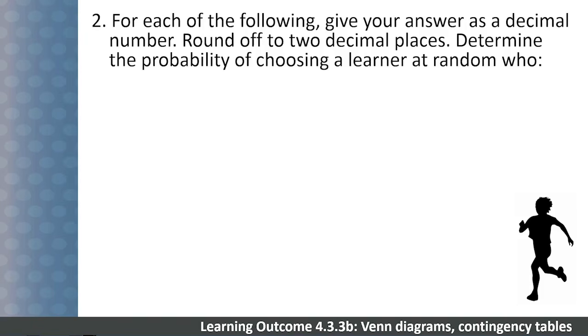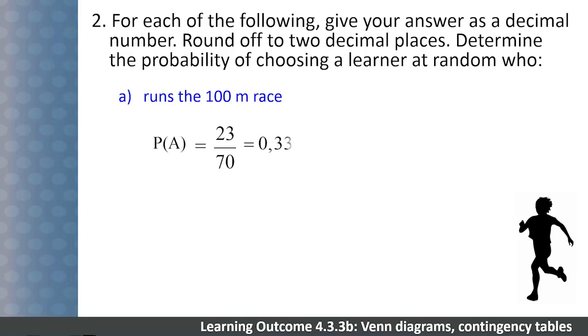Question 2. In this question, we need to calculate various probabilities. A. What is the probability of choosing a learner at random who runs the 100-meter race? This will be the probability of choosing a learner from set A, which contains 23 learners. We divide this by the total number in the sample space, which is 70. So the probability is 0.33, rounded off to 2 decimal places.